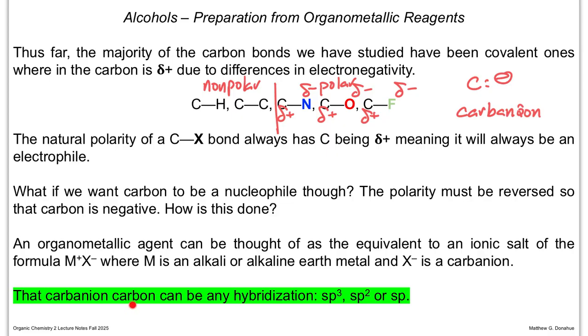The carbon that's negative can have any hybridization, sp3, sp2, or sp. And so of those, there's different ways of making them.